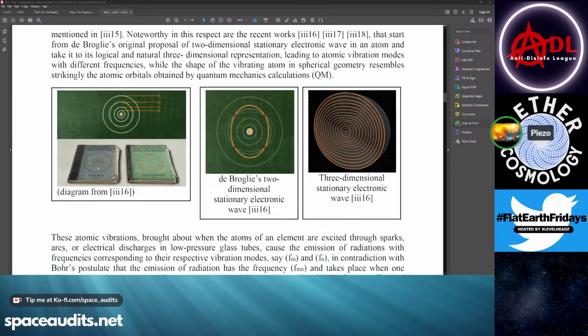Noteworthy in this respect are the recent works 316, 17, and 18 that start from de Broglie's original proposal of two-dimensional stationary electronic wave in an atom and take it to its logical and natural three-dimensional representation, leading to atomic vibration modes with different frequencies, while the shape of the vibrating atom in spherical geometry represents strikingly the atomic orbitals obtained by quantum mechanics calculations.